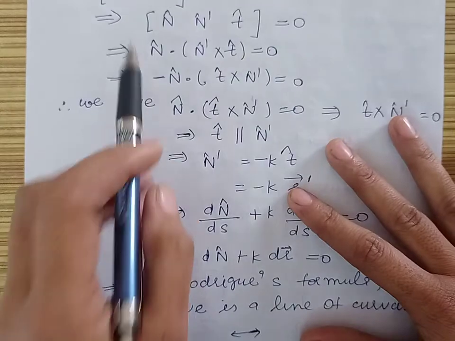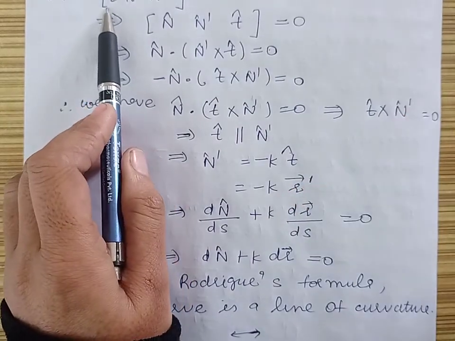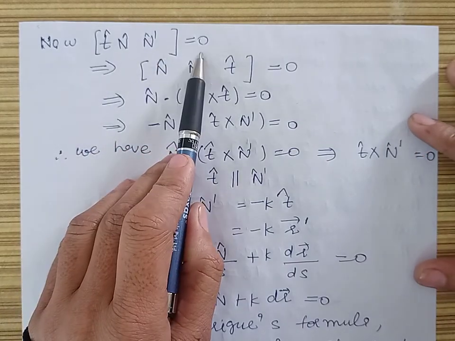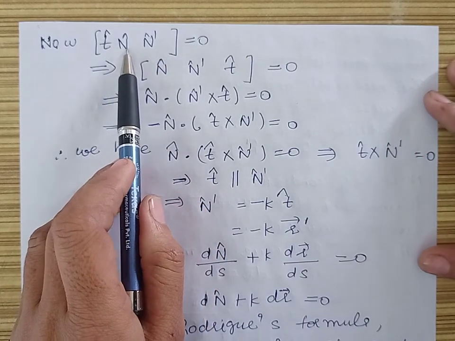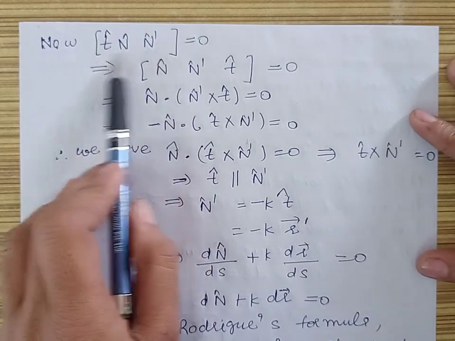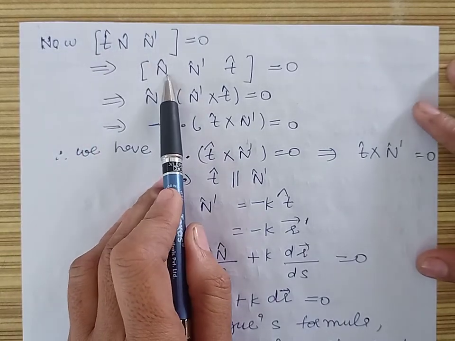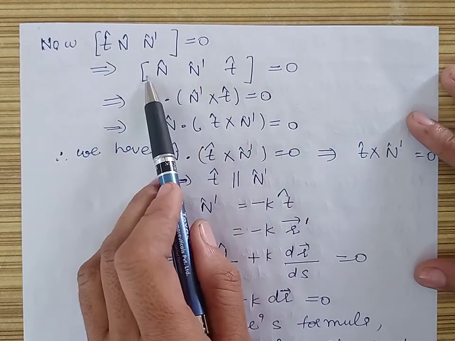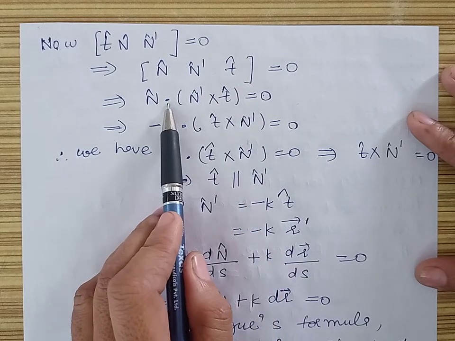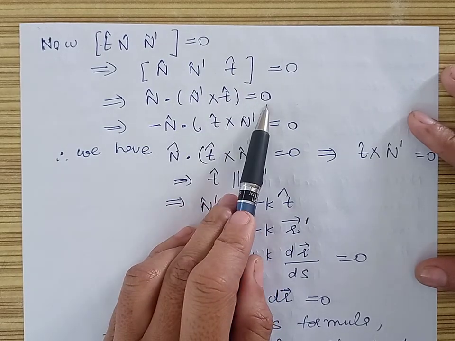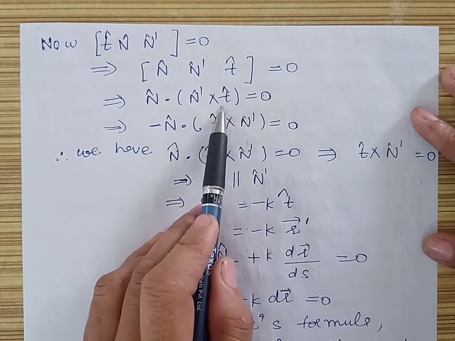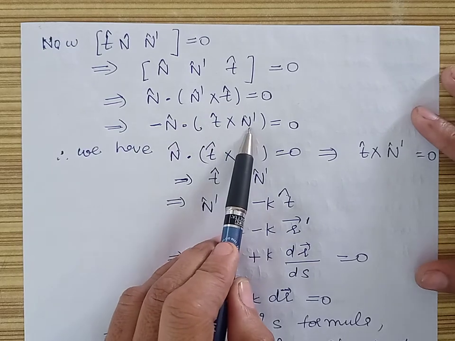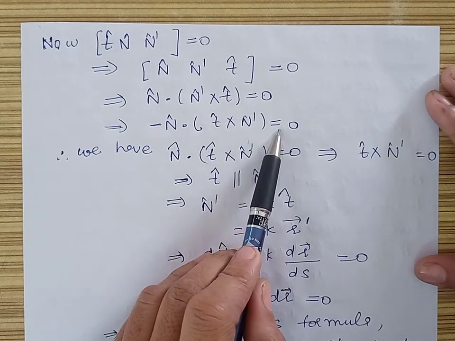Now we are given that the scalar triple product of the vectors t, n and n dash is 0. By using the property of the scalar triple product, this can be written as the scalar triple product of n, n dash and t, and this is equal to 0. By definition, this can further be written as n dot n dash cross t is equal to 0. Because the cross product is anti-commutative, this will be equal to minus t cross n dash. Now this product is 0.